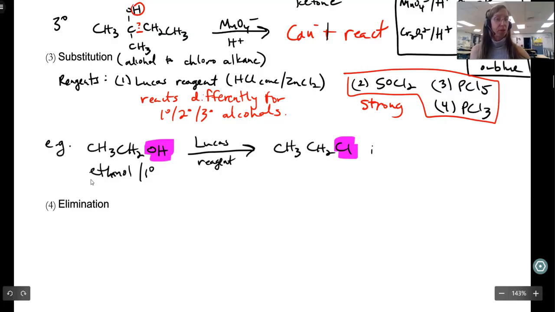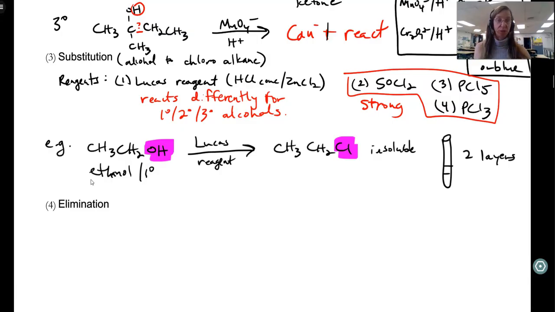Haloalkane is insoluble. So if we have a test tube, we would see two layers. You see an oily layer coming up, usually to the top, even though they're both colorless. But if you've got oil on water when you're cooking, you can see the oil on the water, even though it's basically colorless.